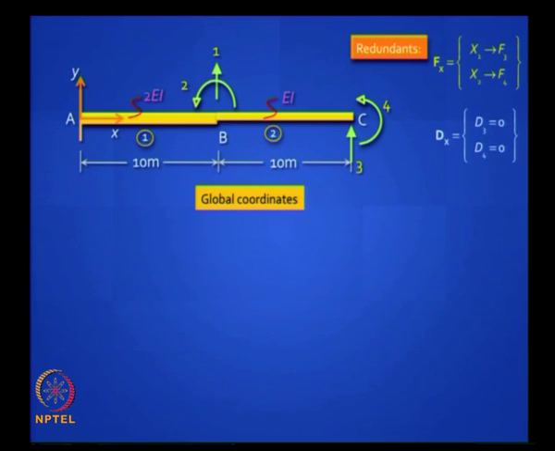The question is, supposing you have the support settlement at A, you can't do it in dx, you have to do it as an initial displacement. We will see that little later. Okay.